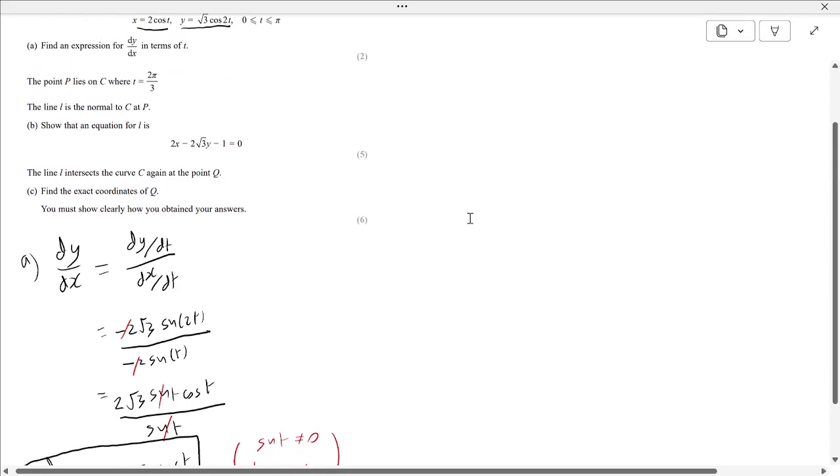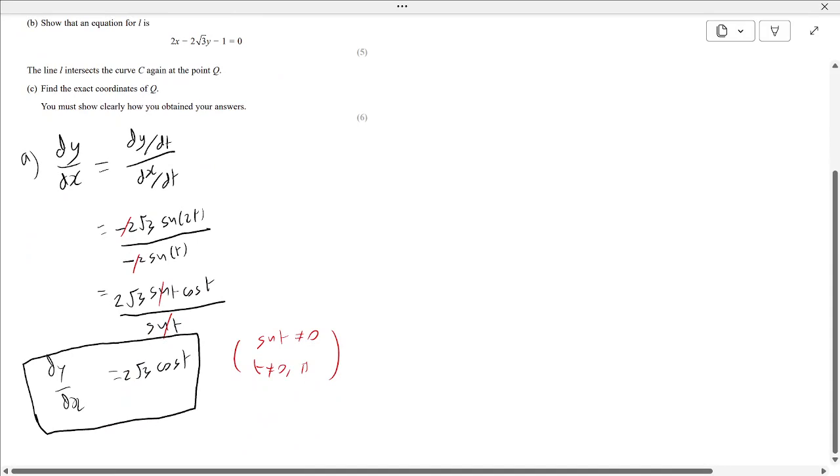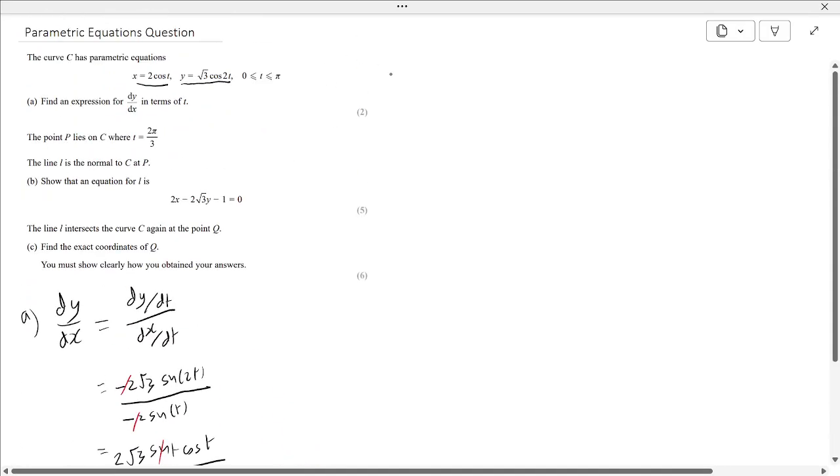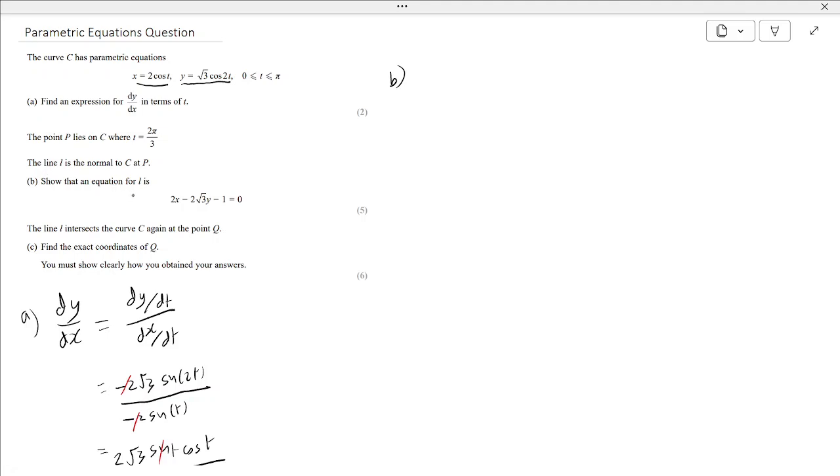Let's answer part B. I'll do part B up here. So part B says point P lies on the curve. L is the normal. It wants us to find the equation of L, so the equation of the normal to the curve. Let's kind of draw this curve in. I don't know how it looks, doesn't really matter. Let's say that this here is point P. And we have to find the equation of the normal, so the normal goes like this.